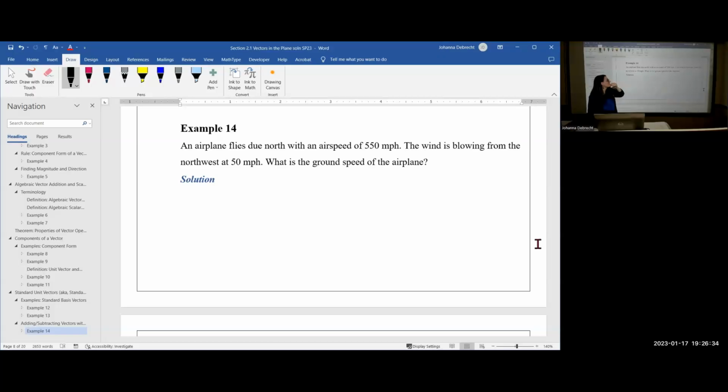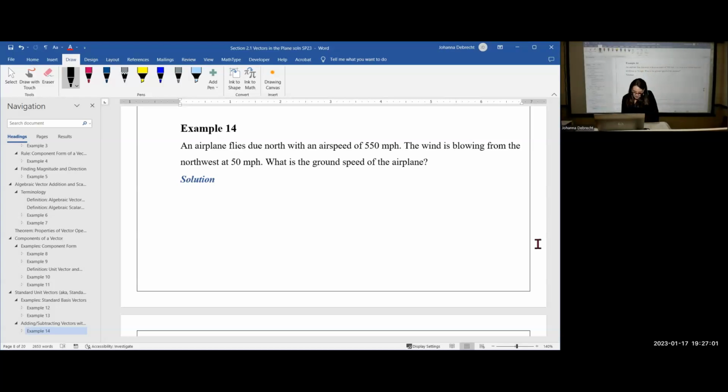Oh, okay. Well, the plane's trying to go this way, but the wind is coming this way. And because the wind is coming from the northwest, that means it's going towards the southeast. And that south component is going to slow the plane down. That's what I'm expecting. All right, so we're going to go back and we're going to pull it apart. We're going to draw a picture. An airplane flies due north.